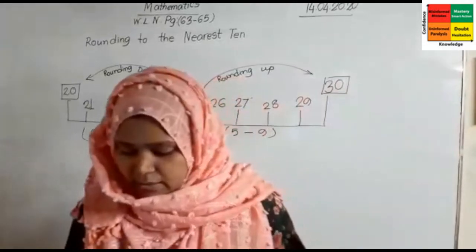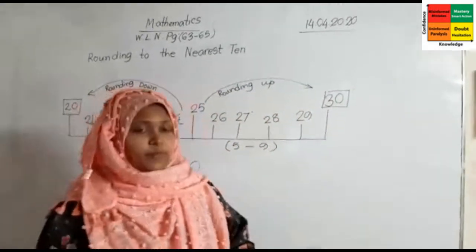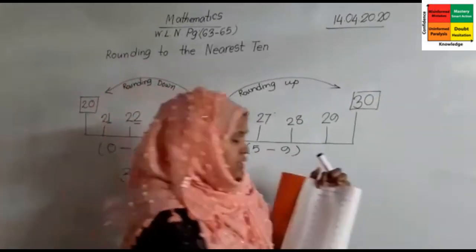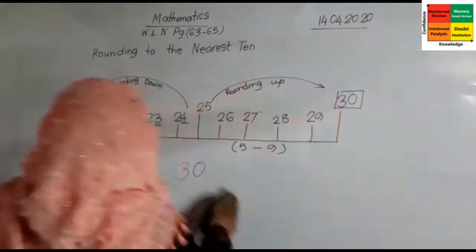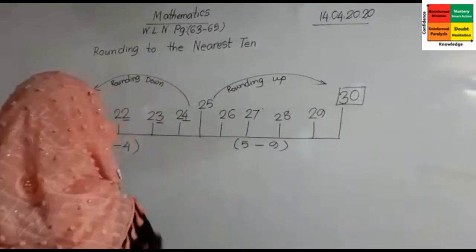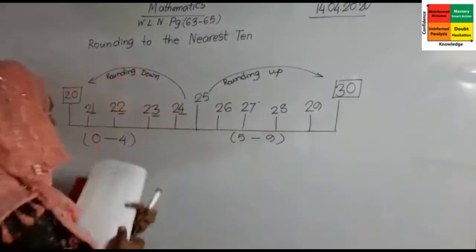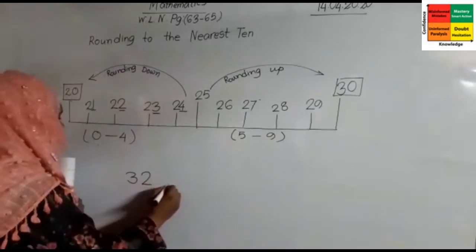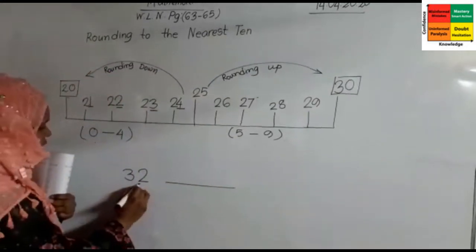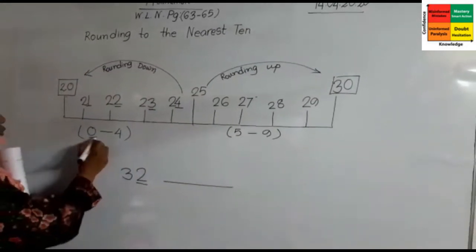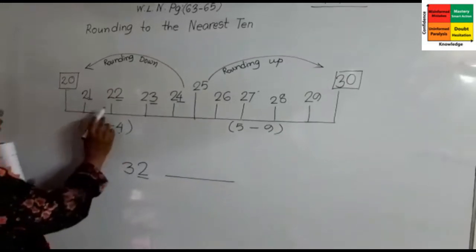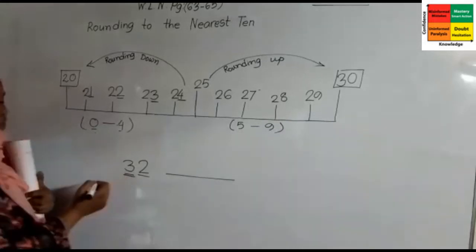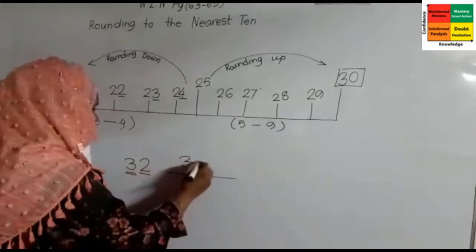If you are clear, we can go for the book activity, page 64. You see, round to the nearest 10. The first example is 32. As you can see, the right side number is between 0 to 4, that means 0, 1, 2. It will go round down. That means this 10 will remain the same. So it will be 30.